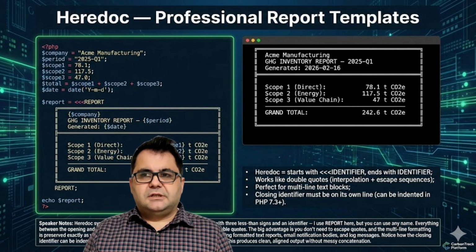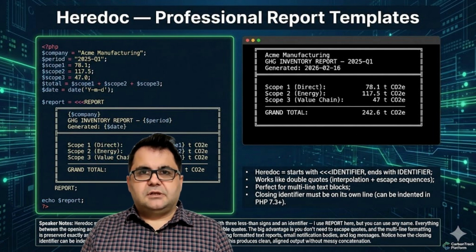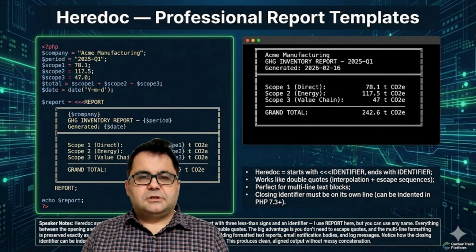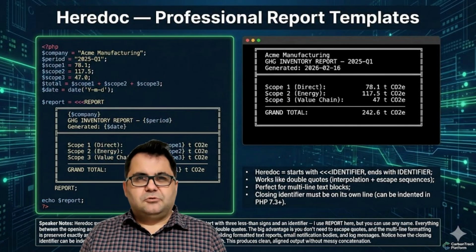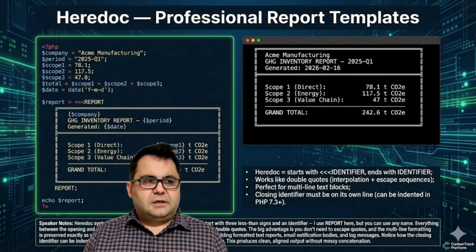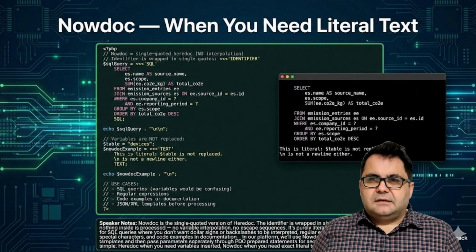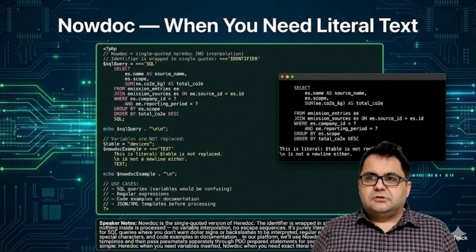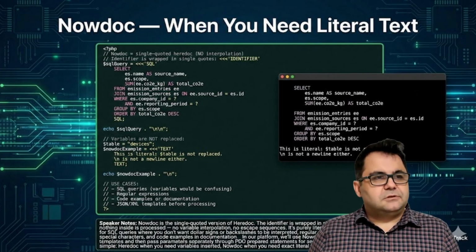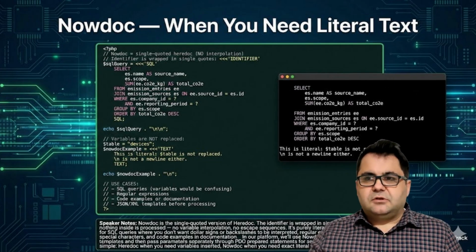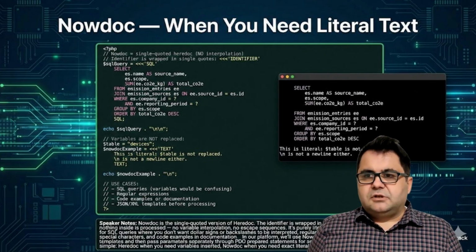Notice how the closing identifier can be indented in modern PHP. The content will be de-indented to match. This produces clean, aligned output without messy concatenation. Nowdoc is the single-quoted version of Heredoc. The identifier is wrapped in single quotes, and nothing inside is processed. No variable interpolation, no escape sequences. It's purely literal text.